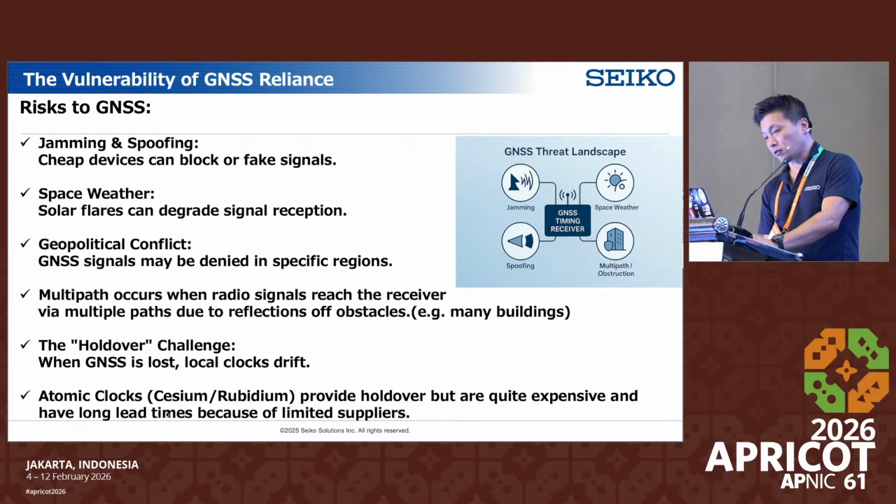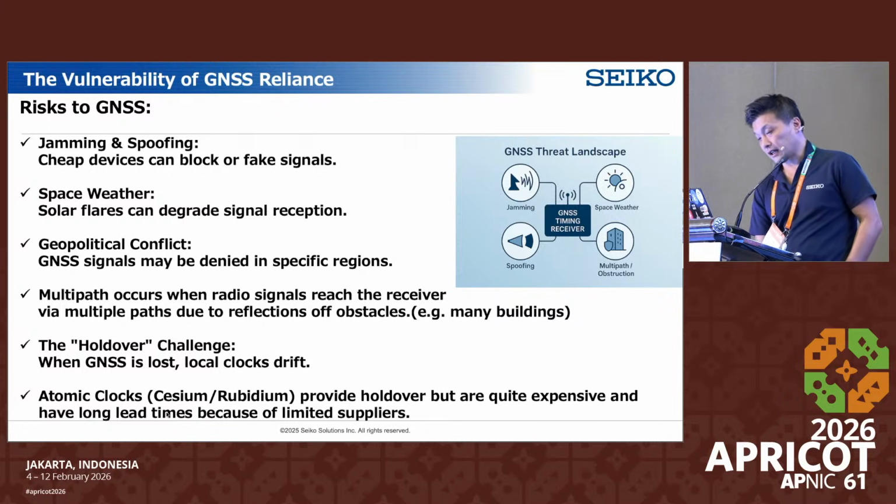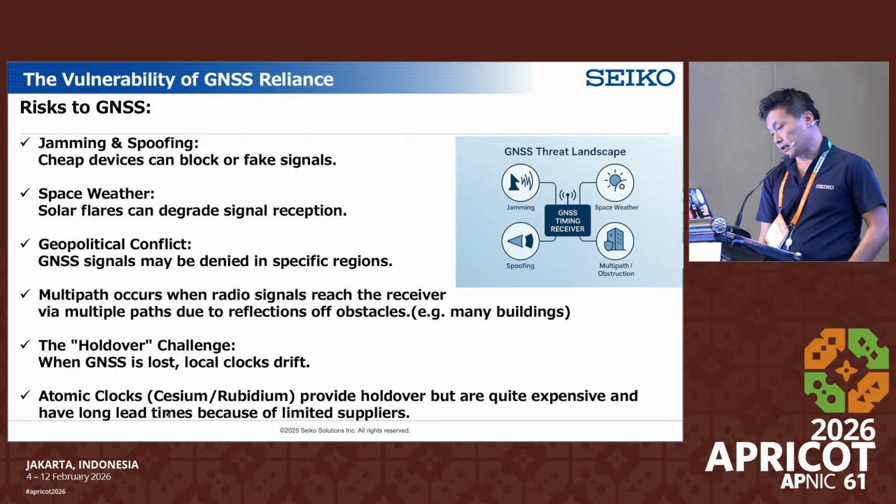There are several risks associated with relying entirely on GNSS. Jamming and spoofing can disrupt or falsify signals. Space weather and multipath effects can degrade accuracy, and geopolitical conflicts may also affect signal availability. When GNSS is lost, local clocks begin to drift, and while atomic clocks can provide holdover, they are expensive and have long lead times.